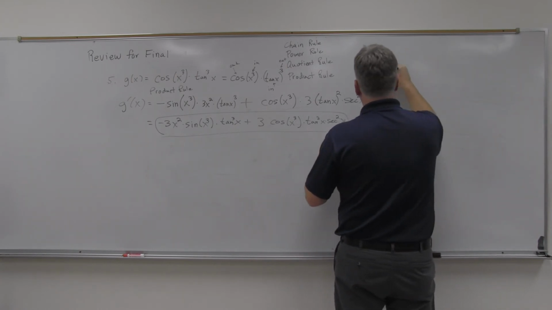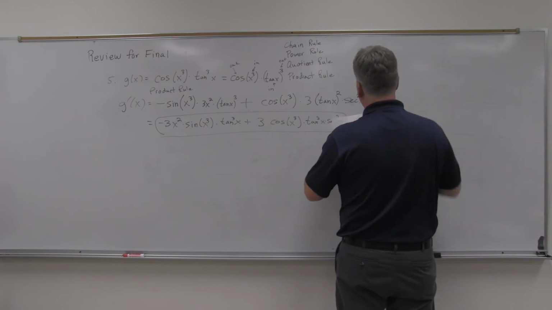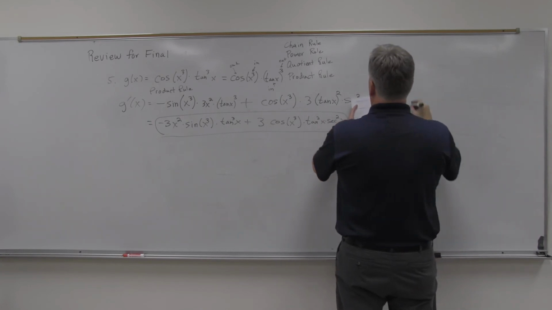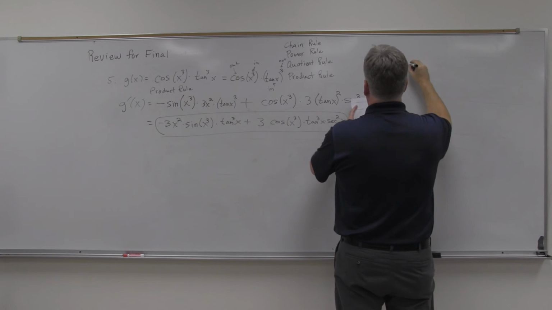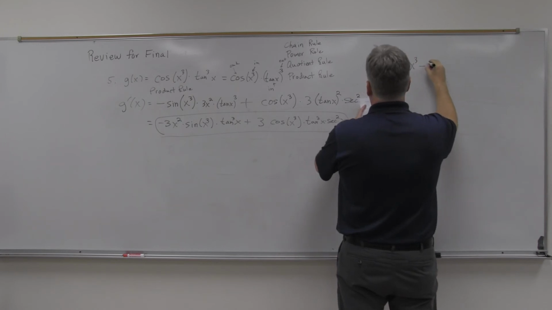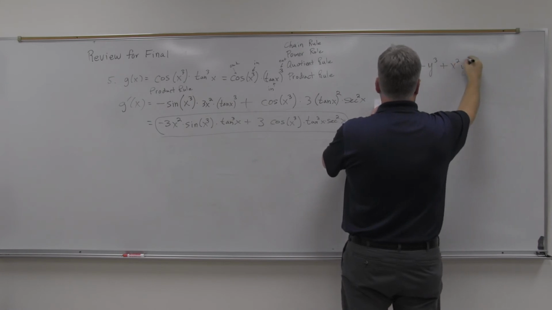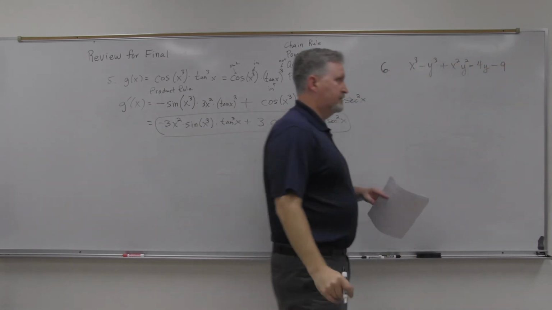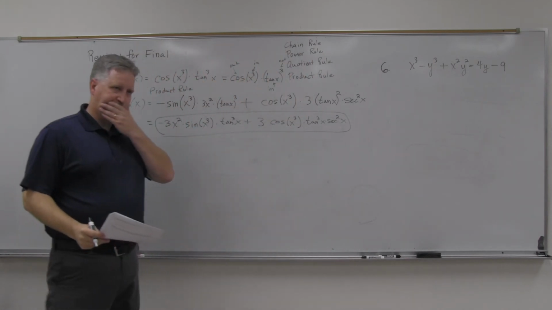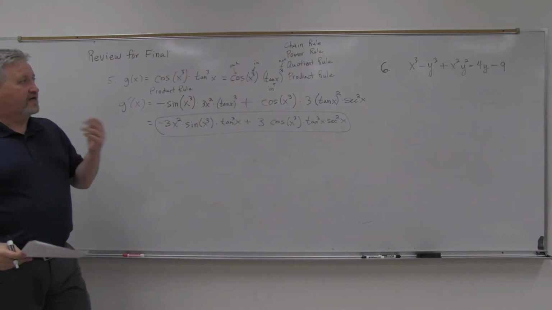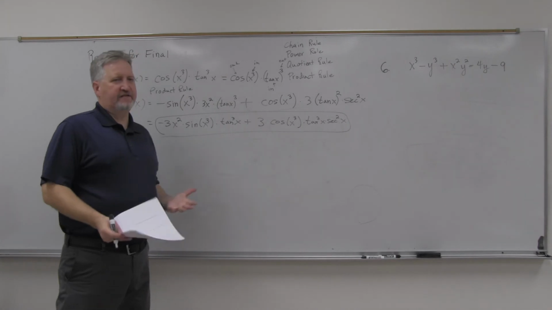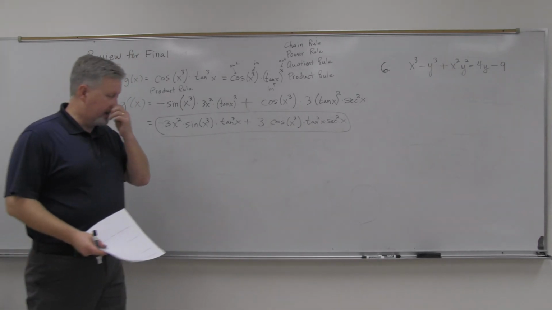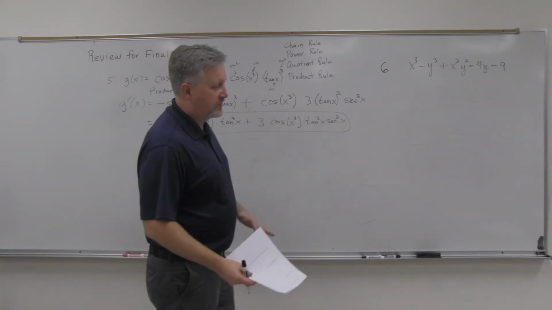Number 6. Find dy dx. X cubed minus y cubed plus x squared y squared equals 4y minus 9. Yeah, so we're finding dy over dx, which just means the derivative of y with respect to x, so we're really doing the same thing that we're doing.